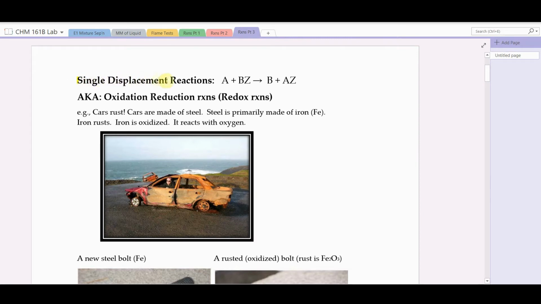Single displacement reactions. Here's a generic equation. A displaces B from compound BZ and forms B and compound AZ. That explanation, although correct, likely means nothing at all to you. In order to understand single displacement reactions, you need to learn about oxidation reduction reactions.